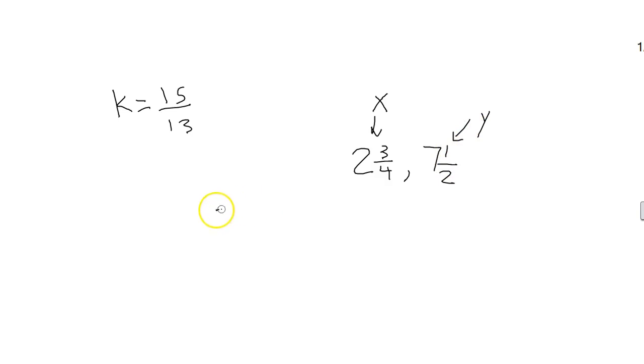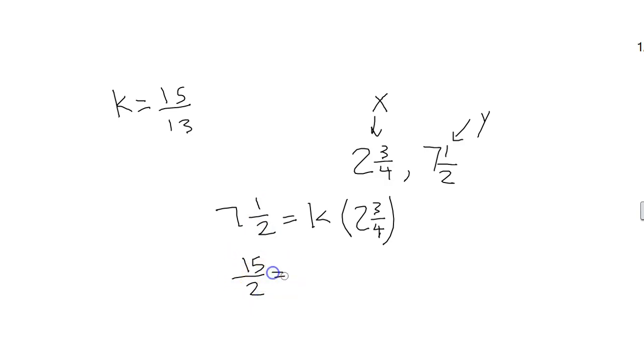So let's put 7 and 1/2 equals, I don't know what k is, and my x is going to be the 2 and 3/4. Okay. All right, so again, change both of these into improper fractions. So I get 7 and 1/2 will become 7 times 2 is 14, plus 1 is 15. So I got 15 over 2 equals k. And then multiply this, 2 times 4 is 8, 8 plus 3 is 11 over 4.